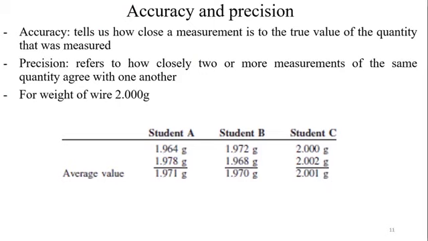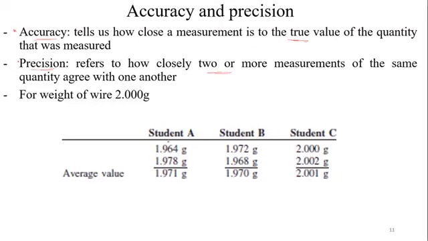Accuracy and precision. Now, what is the difference between accuracy and precision? During any experiment inside the lab, you will have two different ways of expressing your result. First, it's accuracy, and second is precision. The difference between them is that accuracy tells us how close your measurement is to the true value of the quantity that you are measuring, while precision refers to how close two answers are to each other.